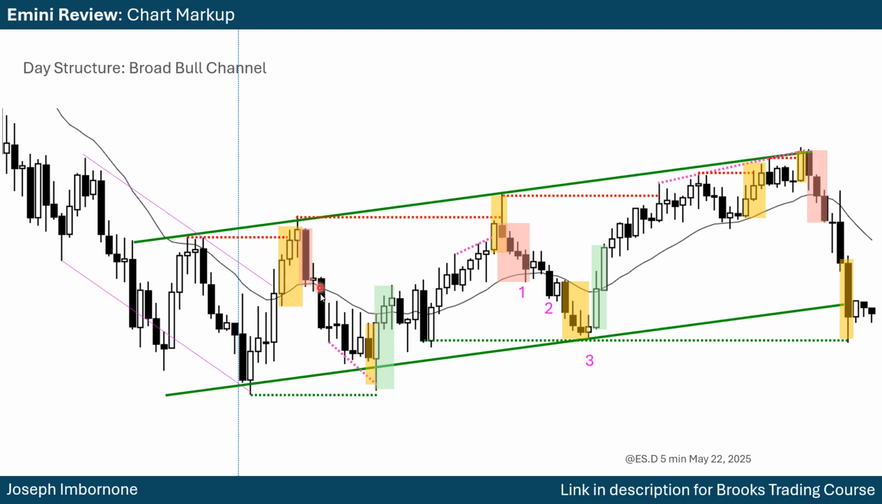So here, 1, 2, 3 legs down, strong reversal up. 1, 2, 3 legs up, testing resistance, strong 4-bar micro channel. And then here, less obvious because to me it looks like this was a micro channel all the way down. And that's why counting implied pullbacks is important.